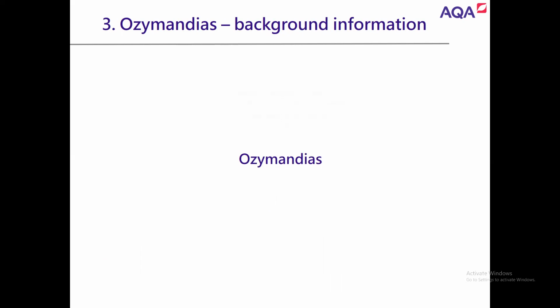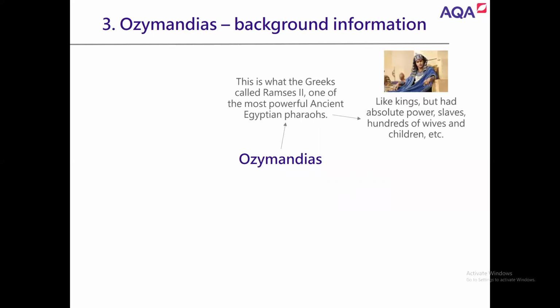So, Ozymandias. This is what the Greeks called Ramses II, who was one of the most powerful ancient Egyptian pharaohs. Don't know what a pharaoh was? They were like kings, but had absolute power. They had slaves, maybe hundreds of wives, and they definitely had hundreds of children. Essentially, they were completely unrivaled.